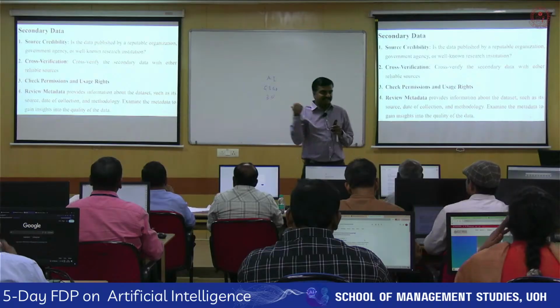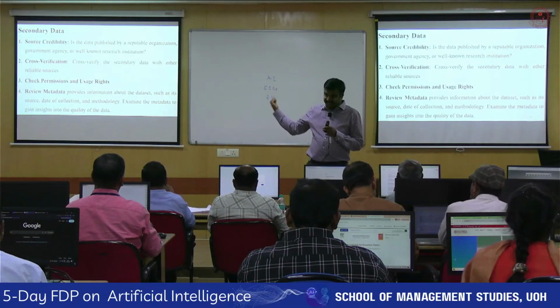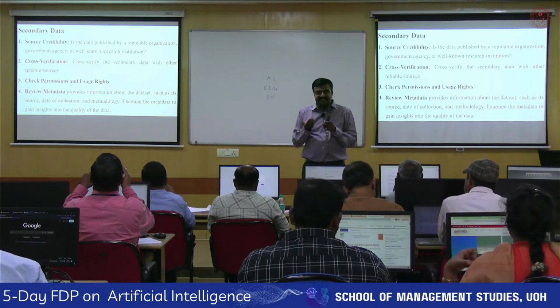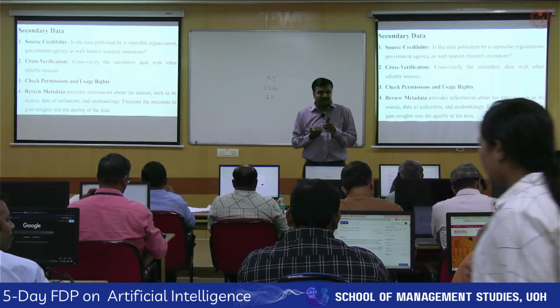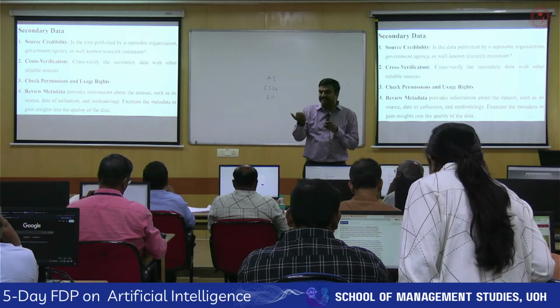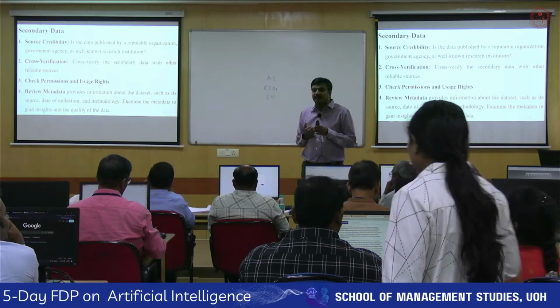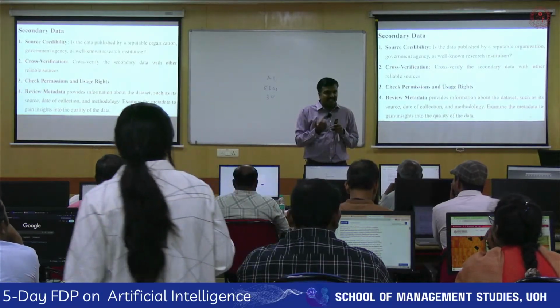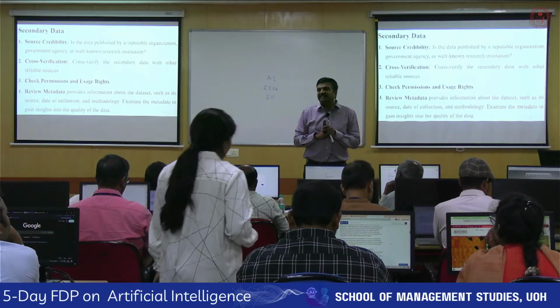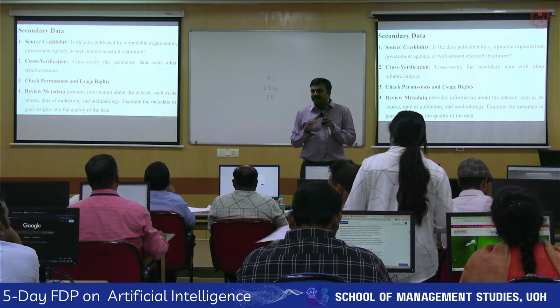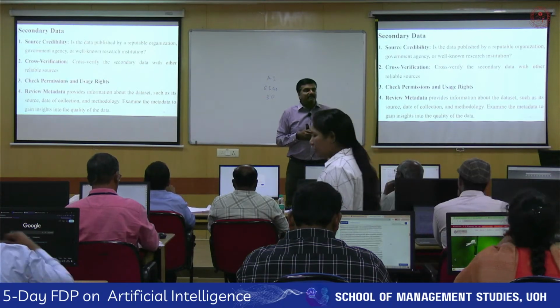Okay, all these things you have to check before collecting the data. The source should be credible. This is related to which data? Secondary data. Okay, cross verification. Check the data. If you collect data from somewhere, you check with the other source whether it is matching or not. Okay, and check the permission before publication. You have to check. So these are the things you have to take care of for which data? Secondary data. If you do this, the quality of data will be better.